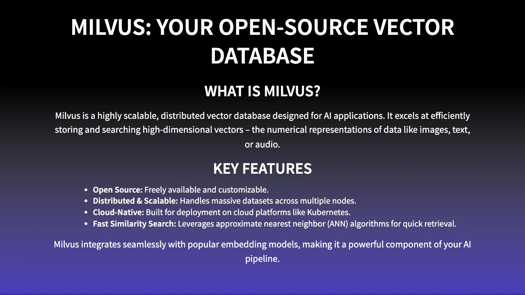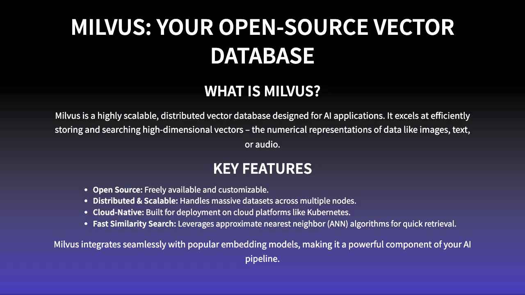Let's talk about Milvus. It's an open source vector database that's becoming seriously important for AI. Basically, it's like a supercharged index specifically designed to handle those complex numerical representations, or vectors, of your data. Think of it as the engine behind finding similar things quickly.